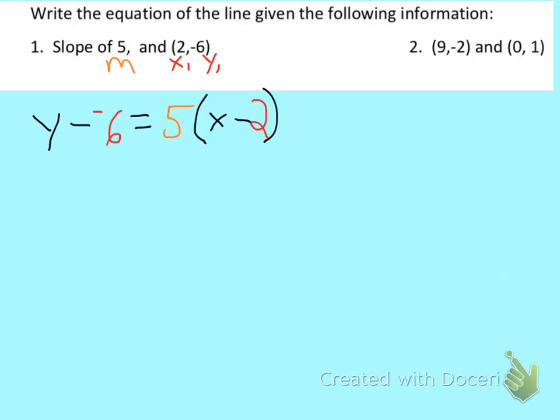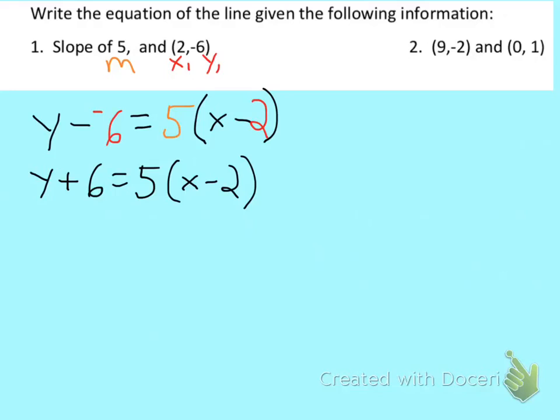All right, example number 1, we want to write the equation of the line given the following information. We have a slope of 5, and it passes through the point (2, -6). So I labeled my slope m, and my ordered pair x1, y1. Then there's the point-slope form of the equation. y minus negative 6. If we rewrite that, it'll be y plus 6 equals 5 times the quantity x minus 2. Now that's point-slope form. That's a perfectly good answer.